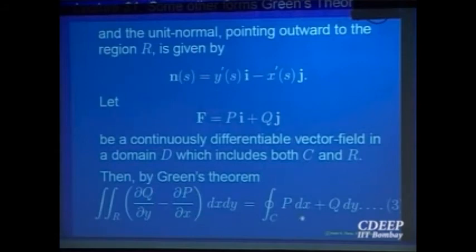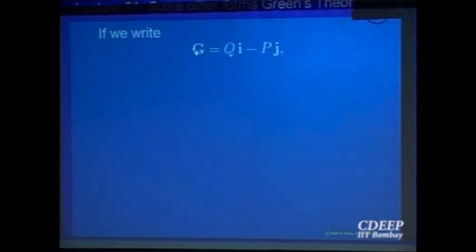I am going to make a slight variation of this. This is for any vector field F. I am going to change that vector field slightly to a suitable one. So I am going to consider the vector field G, which is of the form Qi minus Pj. I just switched over with a negative sign. You will see the advantage of that.